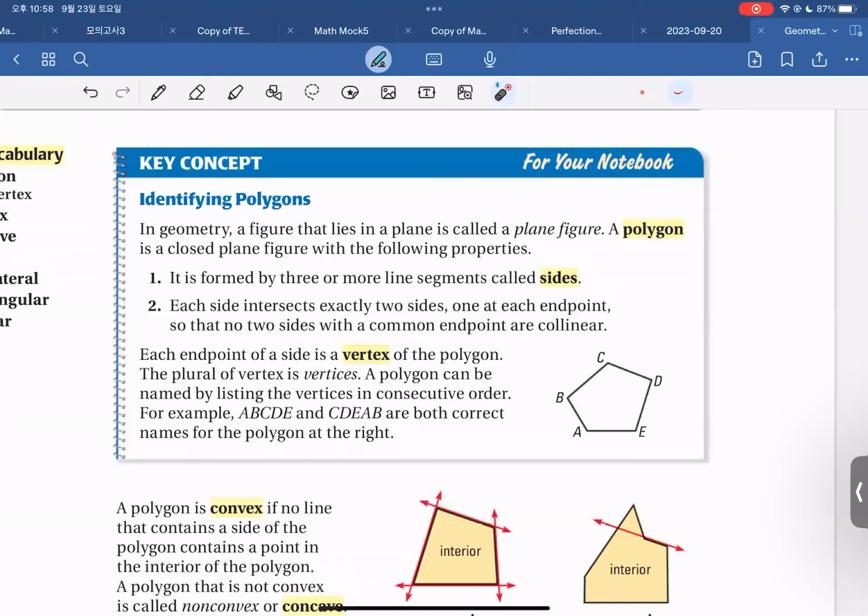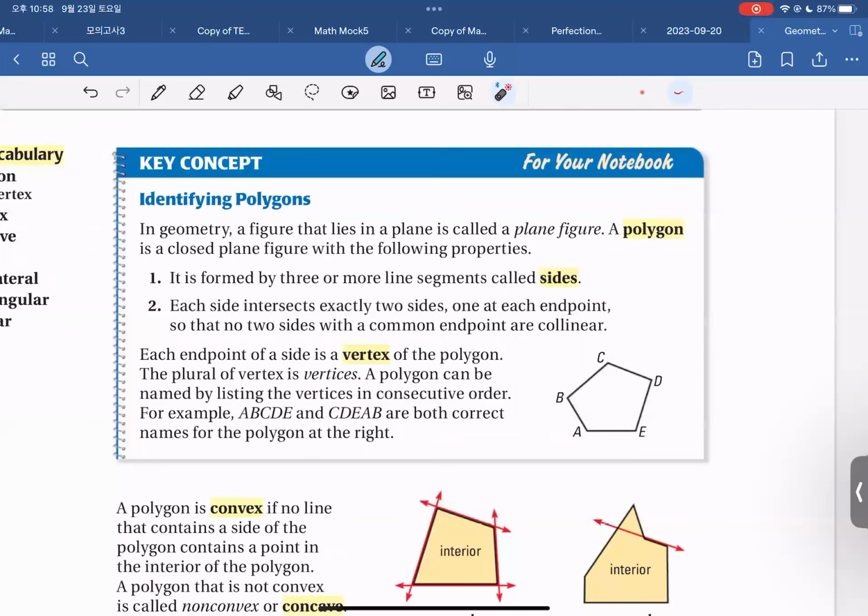By closed, this is pretty clear. This is not a good example, but something like this would not be a polygon. It is first formed by 3 or more segments called sides. For example, the smallest-sided polygon is a triangle.